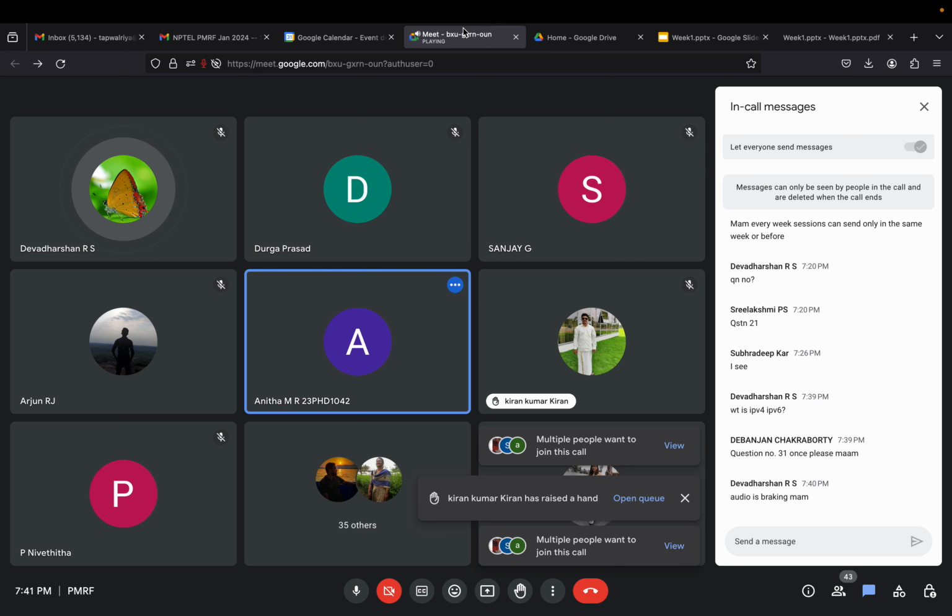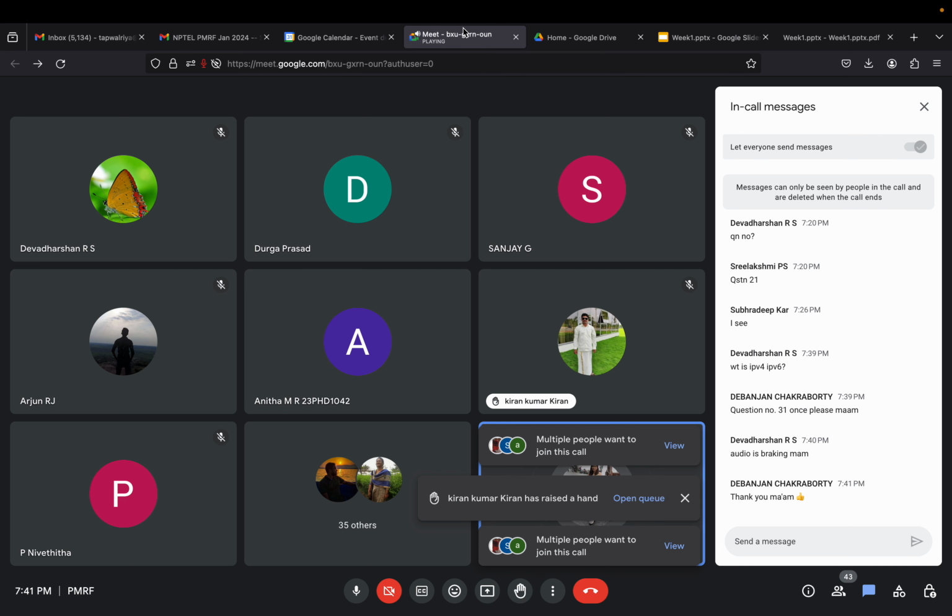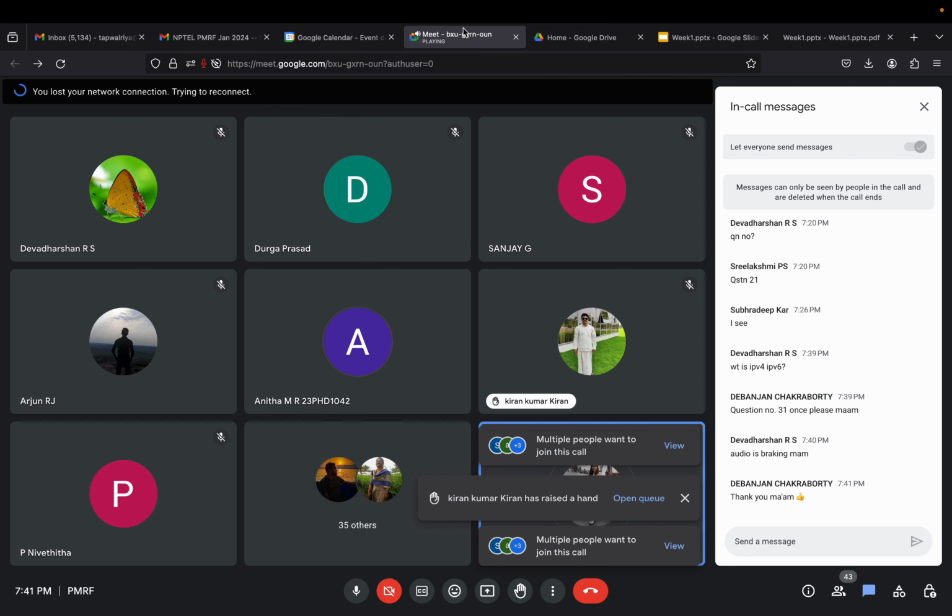Ma'am, what is IPv4 and IPv6? Basically, for providing communication between different devices, some addresses are provided to devices. So IPv4 and IPv6 are types of addressing schemes. A certain number of bits are used to provide addresses, and in IPv4, it is 32 bits, I guess, which is used for providing addresses.